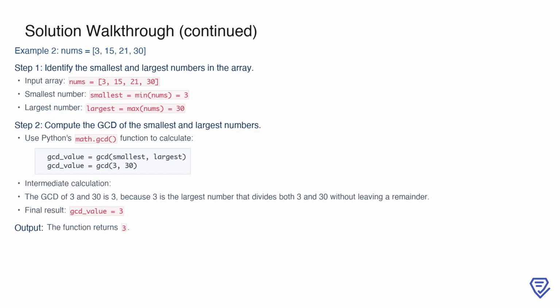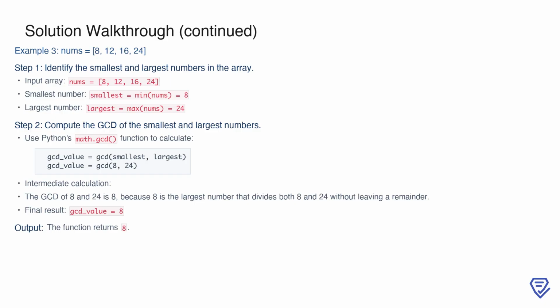With these two numbers identified, we proceed to calculate their greatest common divisor using the math.gcd function. We find the GCD of 3 and 30 to be 3, because 3 is the largest number that divides both 3 and 30 without leaving a remainder. Therefore, the function returns the value 3 as the result for this example.